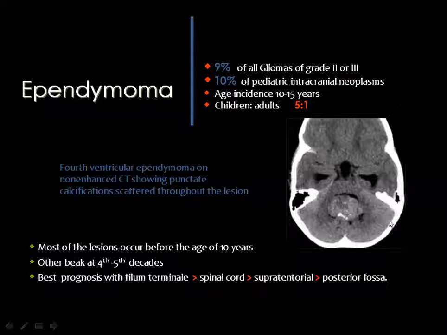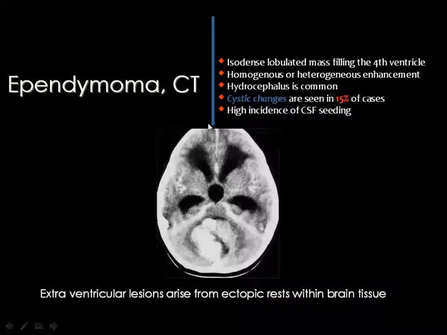The ependymoma occurs inside the fourth ventricle commonly, and it also can occur at other locations like the filum terminale, inside the spinal cord intramedullary, or it may occur in the supratentorial area. But the worst prognosis is for that occurring in the posterior fossa. This lesion will appear isodense to the brain parenchyma, filling the fourth ventricle. And if you inject contrast media, the tumor will show either homogeneous or heterogeneous enhancement.